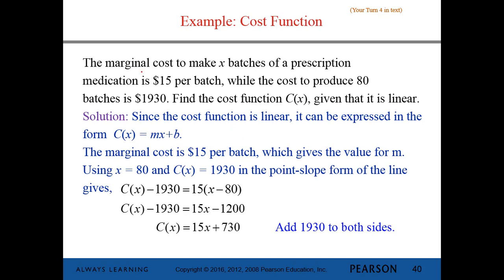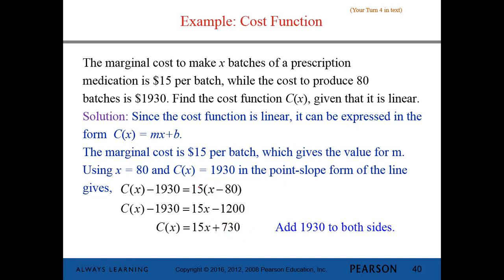Okay. Now, look at what we did. So that was basically walking through it, kind of like it out loud, talking about it. So now let's put it together. So the marginal cost is $15 per batch, which gives us our M. So we know using x equal to 80. Okay. Now again, they use the point slope form. You don't need the point slope form to do this. You can use y equals mx plus b and just plug in 80 for x and then solve for your b. But the same thing. They get the same thing, 730.